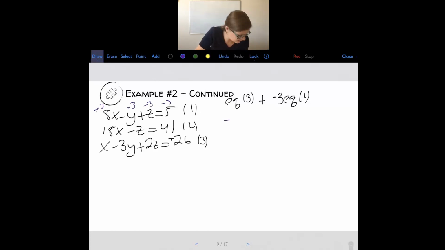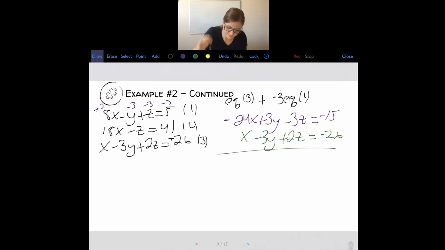So now I have negative 3x plus 3y minus 3z equals negative 15. And then I also have my equation 3, which was x minus 3y plus 2z equals negative 26. Okay, and so I add these together now. Negative 23x, this becomes minus z is equal to negative 41. And this is now going to replace equation 3.